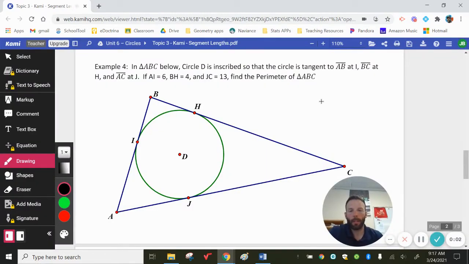Okay, here we go with video number 3 from this segment length topic. This one should be the shortest. These are the easier examples that we need to do out of this one.